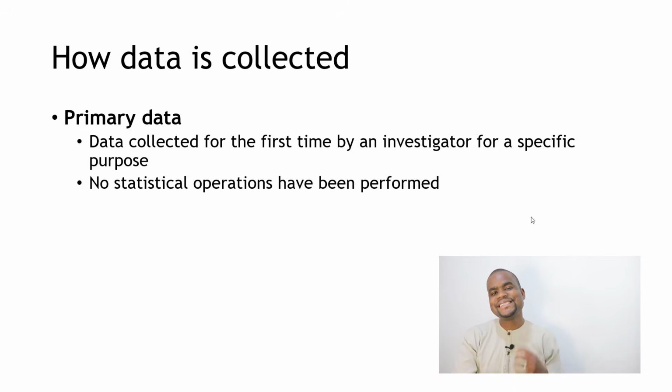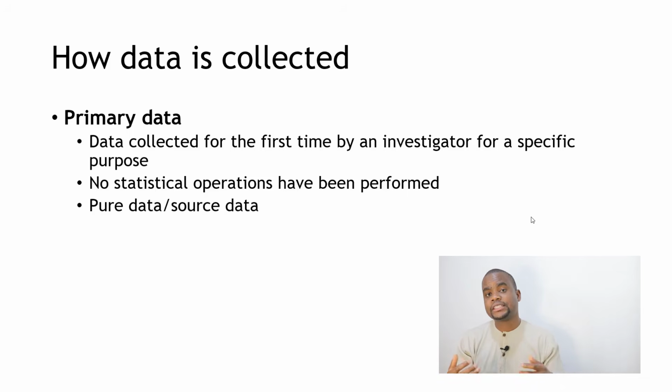data. So this is data that doesn't have any statistical operations done on it. This is not summarized data. The data is raw, you just collected it from respondents, for example. That is what we call primary data.